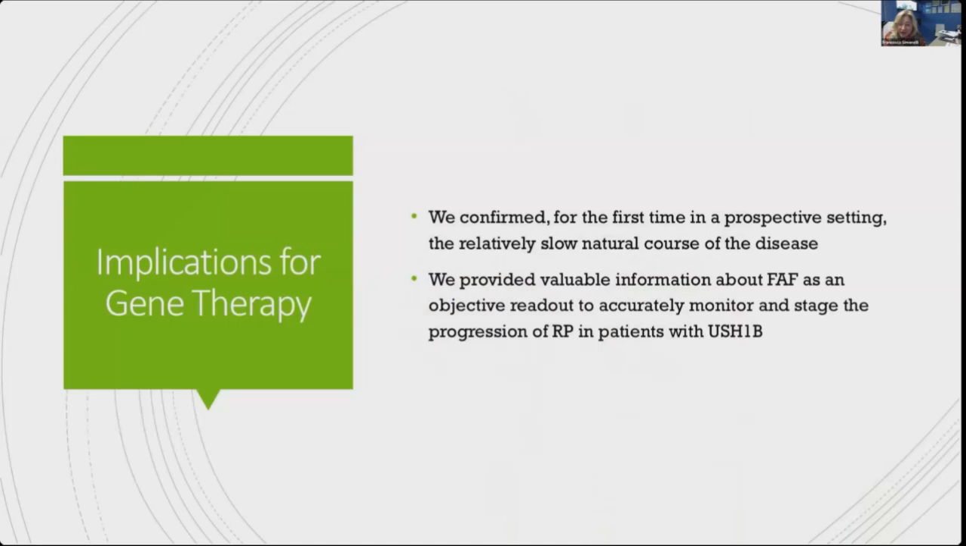So, we confirm for the first time in a prospective setting the relatively slow natural course of the disease. We provide valuable information about fundus autofluorescence as an objective readout to accurately monitor and stage the progression of retinitis pigmentosa in patients with Usher 1B.